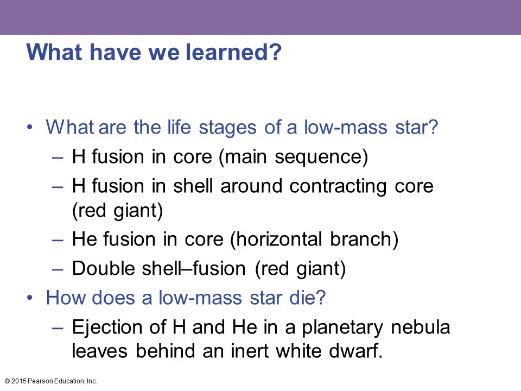So, what are the life stages of a low mass star? Well, we get hydrogen fusion in the core. That's when it's on the main sequence. Hydrogen fusion in a shell around the core. That's a red giant stage. Helium fusion in the core. That's on the horizontal branch. And then double shell fusion. That's when it becomes a red giant. And finally, the ejection of hydrogen and helium in a planetary nebula leaves behind a very small fraction of the original material, becoming what's called a white dwarf.